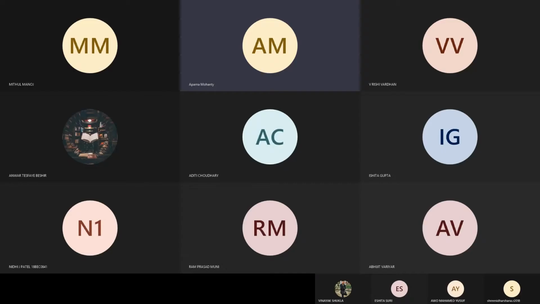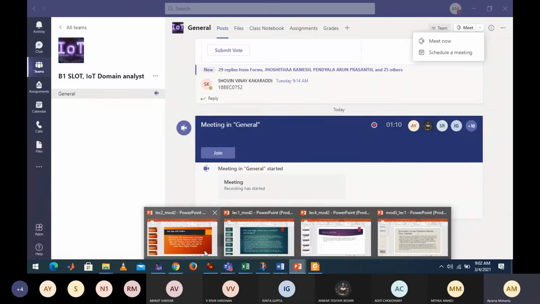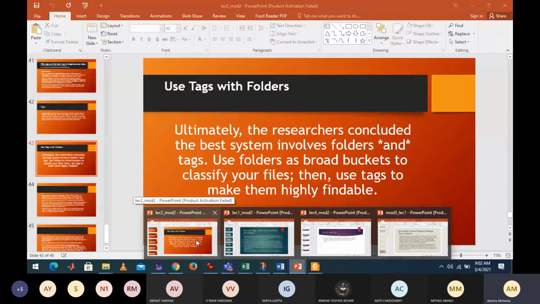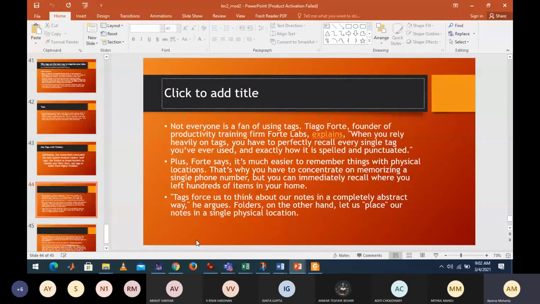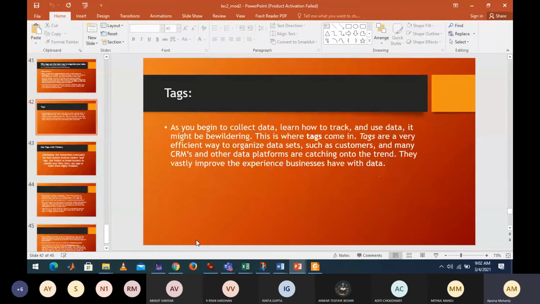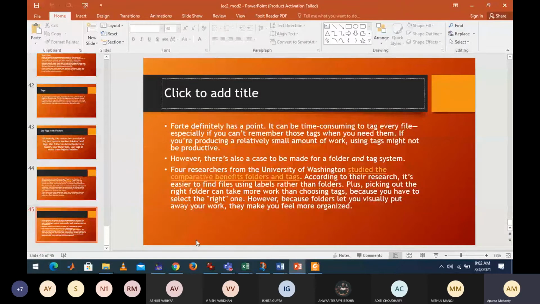Where we are discussing the tagging concept, like how tagging helps in sorting the data and retrieving it later. The next part, we covered all the tags and all the details, how it improves sorting. Then whether tags are only necessary, or along with folders you use, that gives you an added advantage. All these things we covered.